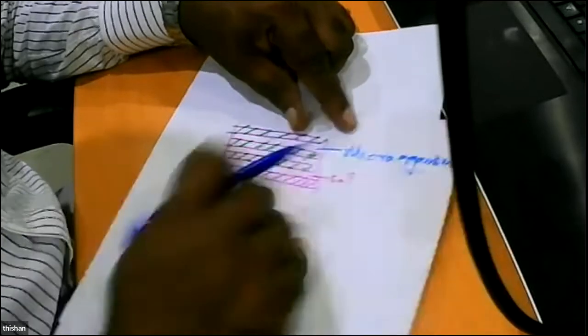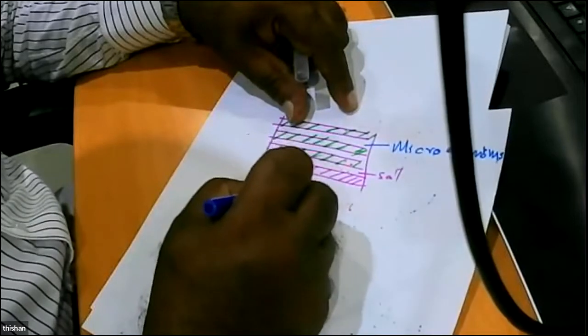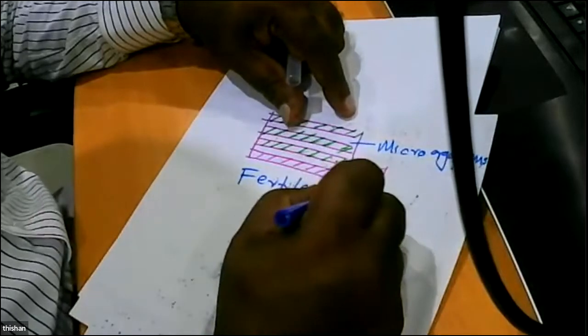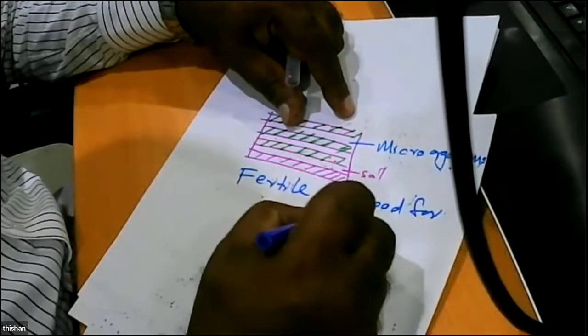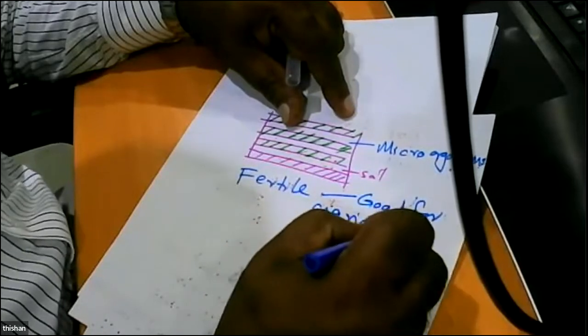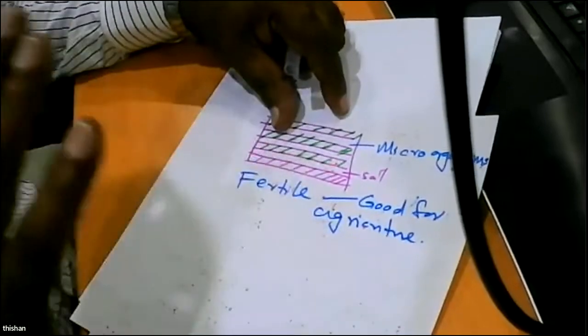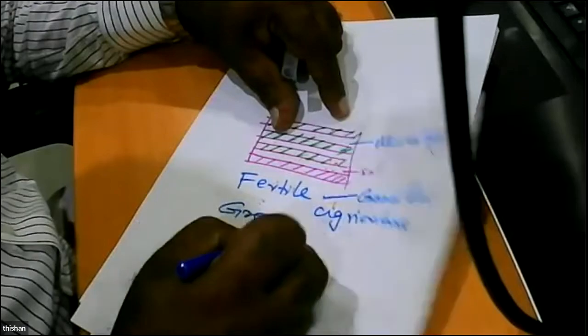So, and then these microorganisms will make the soil very fertile. So we say it's good for agriculture. If you want to do agriculture on this soil, you have to bury green color leaves.